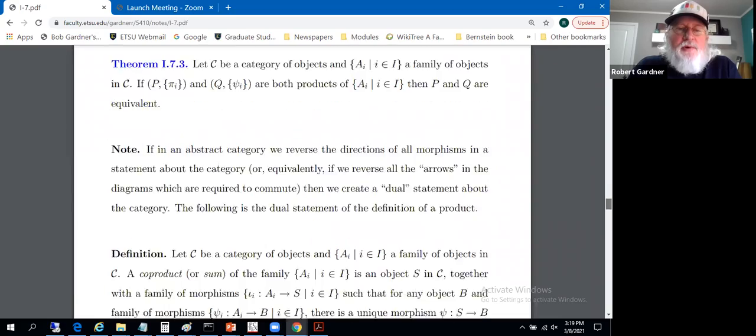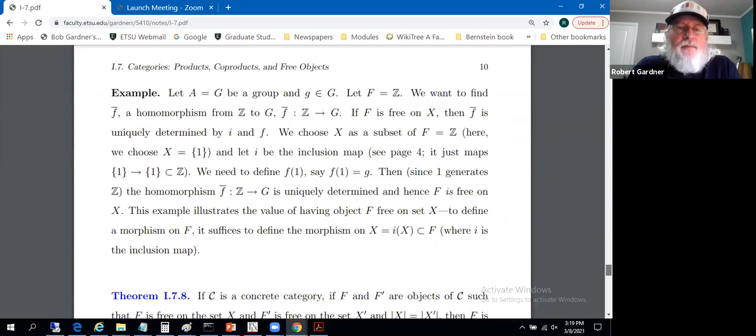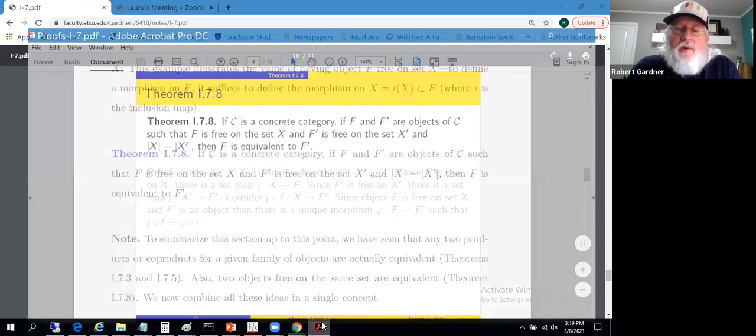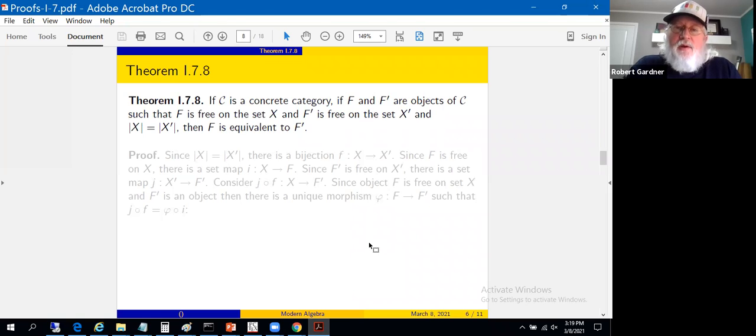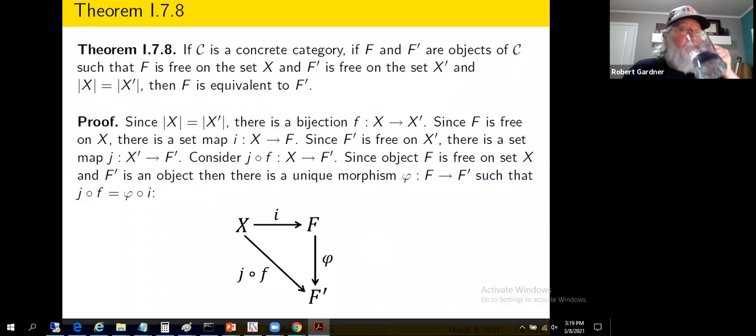Okay, back to Theorem 1.7.8. Okay, let's look at a proof. Good news is it's mostly diagrams and pasting diagrams together. Well, we've got sets X and X prime, and they're the same cardinality. So there's a bijection between them. Let's call that bijection F. Now, that's what it means for sets to be the same cardinality.